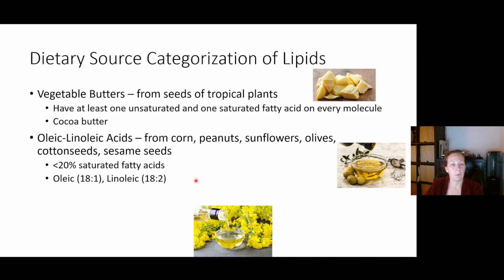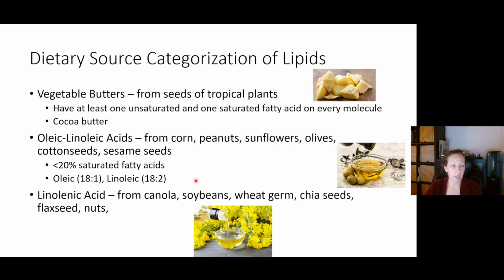Okay. So oleic, in Latin, oleum means olive oil, and so that's what that comes from. Olive oil is predominantly oleic acid. It does have other fatty acids, just like all of them have a mixture, but oleic is predominant. Okay.